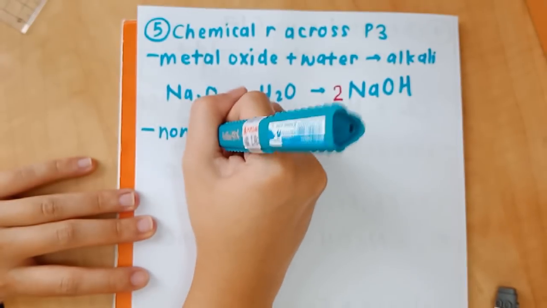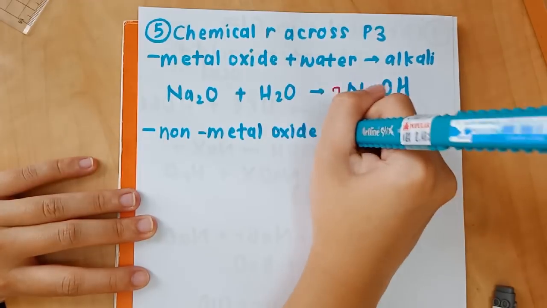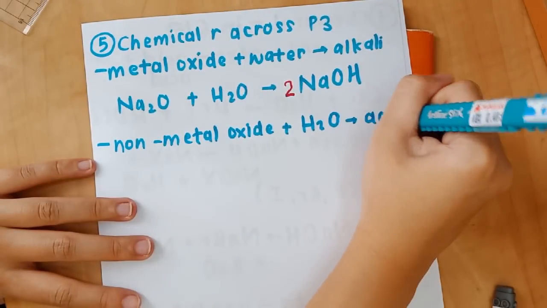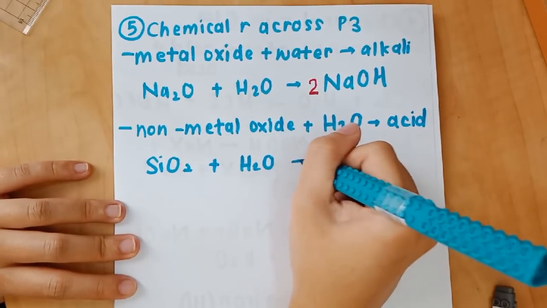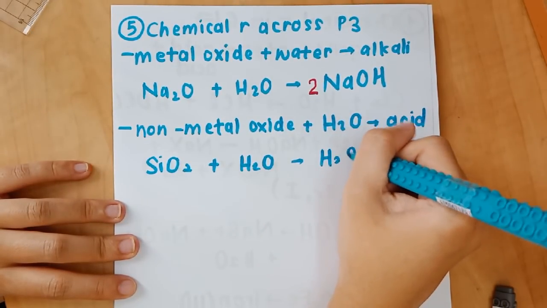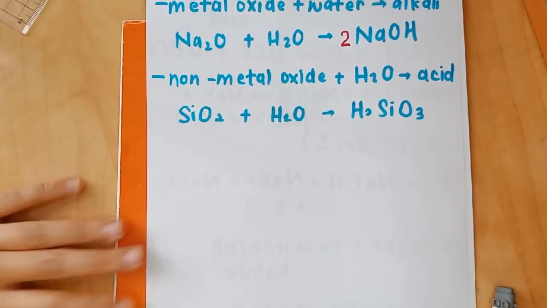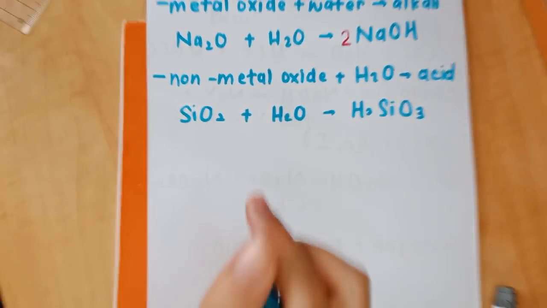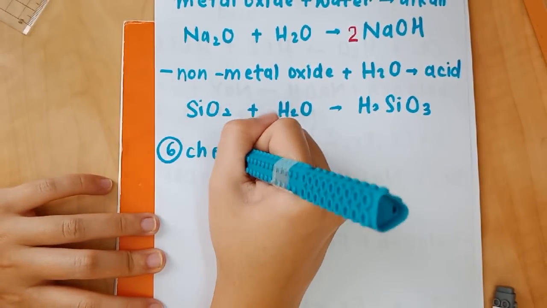And the next thing that you have to know is that when a non-metal oxide is added to H2O, an acid is formed. An example of a non-metal oxide is silicon oxide. So that's why I'm writing it down. And you will obtain an acid, which is H2SiO3. And the chemical equation is balanced by itself, so you don't have to balance it.